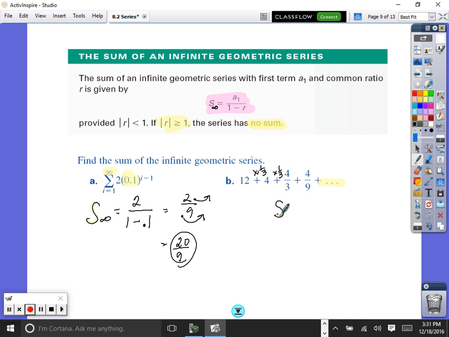So to find the infinite sum, I take the first term, which was 12, divided by 1 minus the ratio, which is 1/3. That is 12 divided by 2/3. That means 12 times 3/2. That means 18.